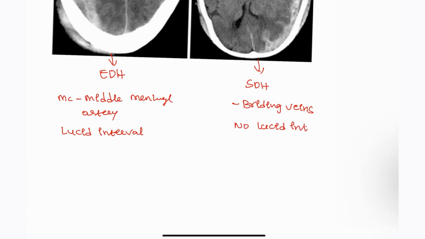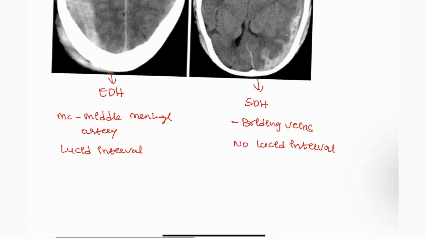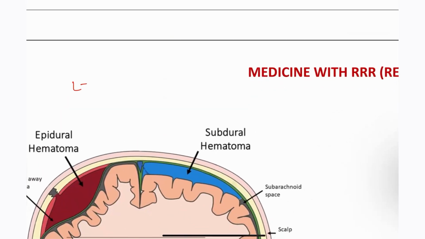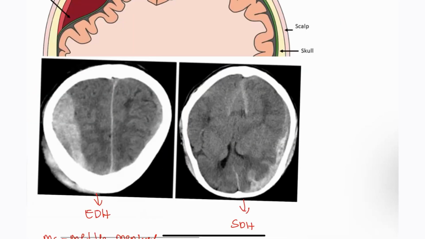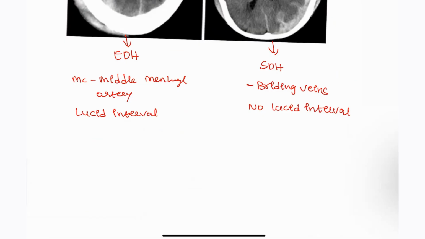So what is meant by the lucid interval? For example, here you can see the lucid interval: the patient will have loss of consciousness immediately after the event. The patient will regain consciousness after 1 hour. Okay, then again after 2 hours, let's say, or 1 hour, the patient will have loss of consciousness. And on the next episode, if they lose consciousness, there will be death. That is known as a lucid interval, for the differentiation of epidural hematoma.